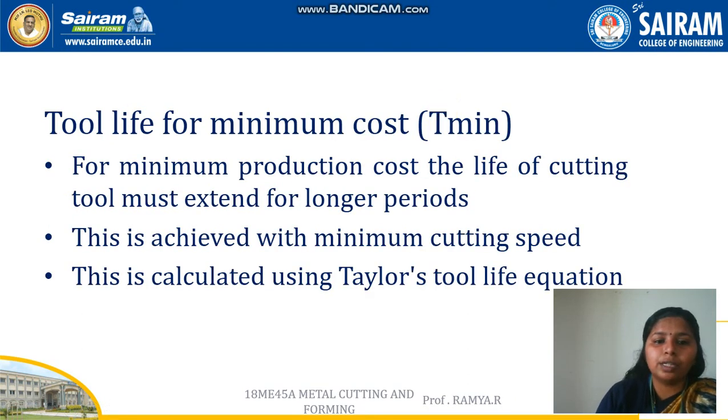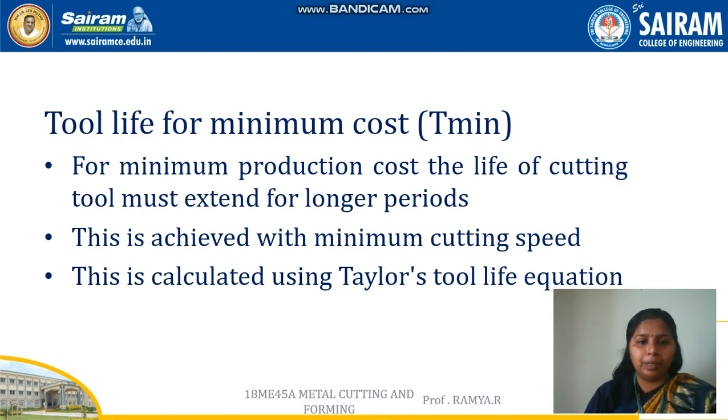So the next one is tool life for minimum cost. It is indicated as T minimum. For a minimum production cost, the life of a cutting tool must extend for longer periods. This is achieved with the minimum cutting speed. This is calculated using Taylor's tool life equation.